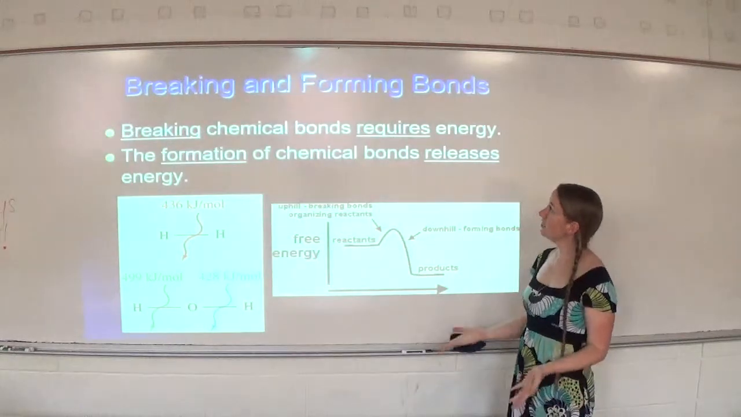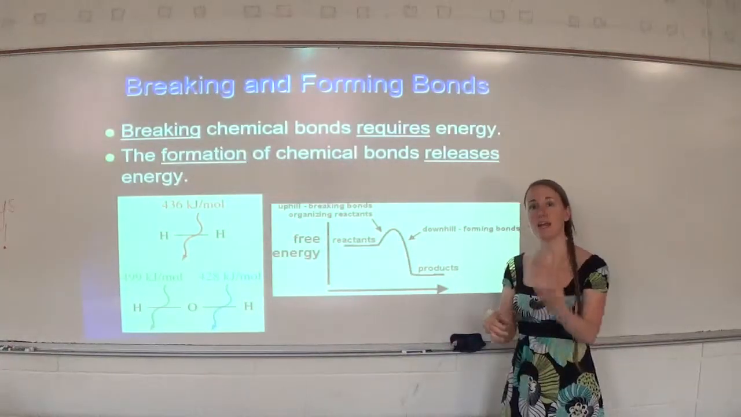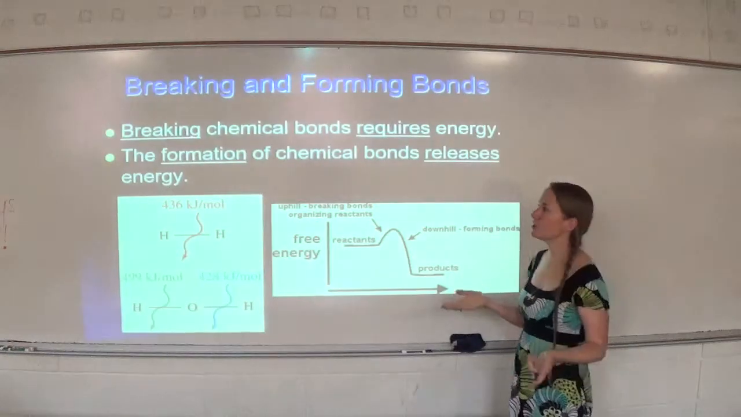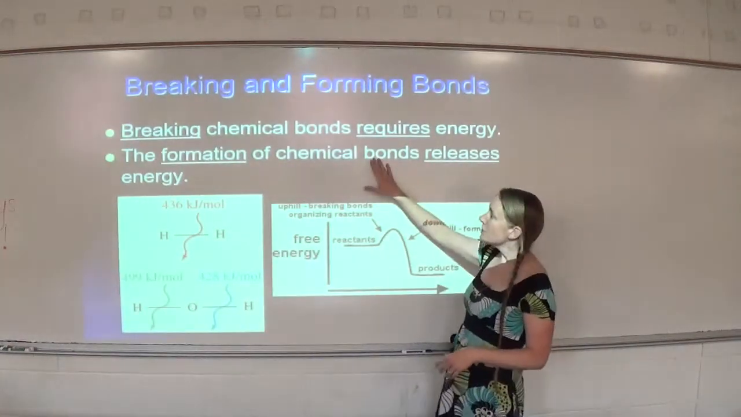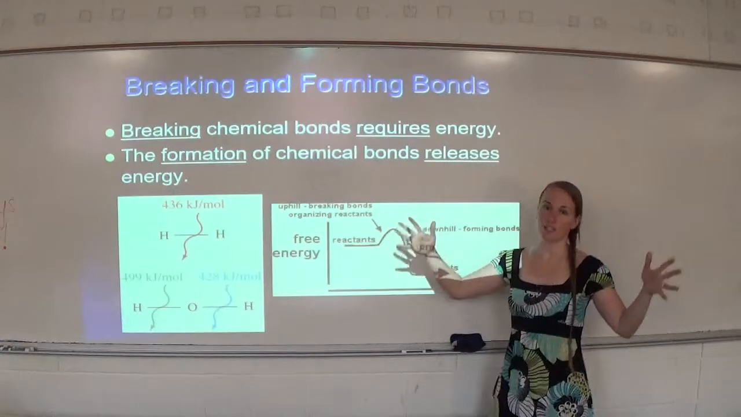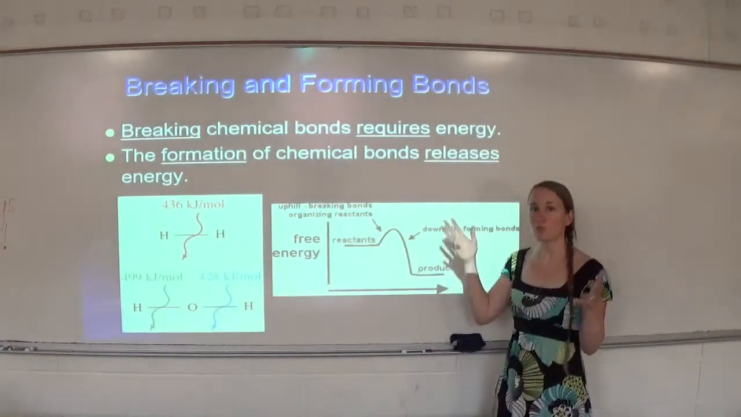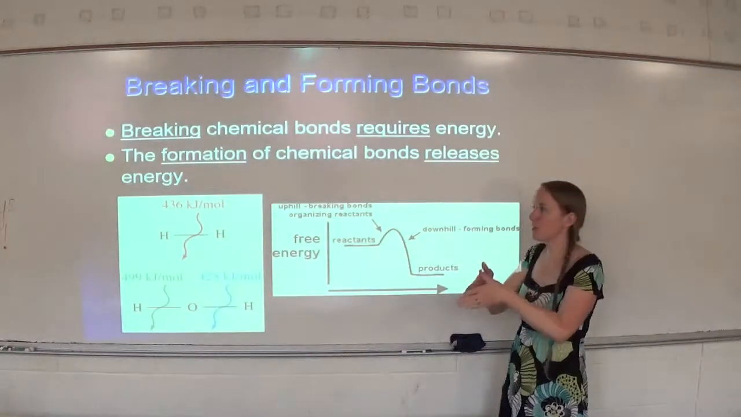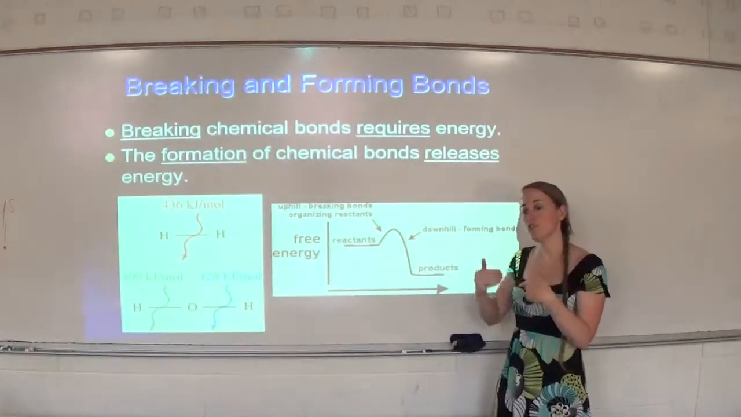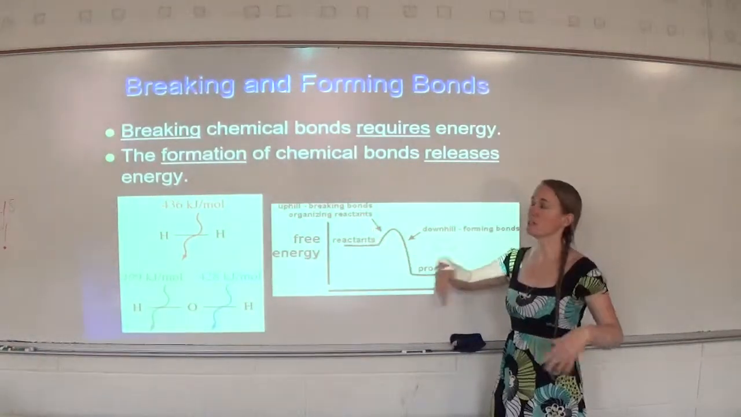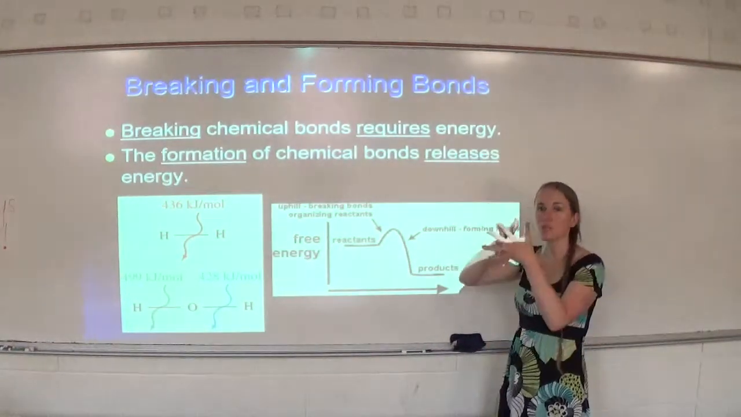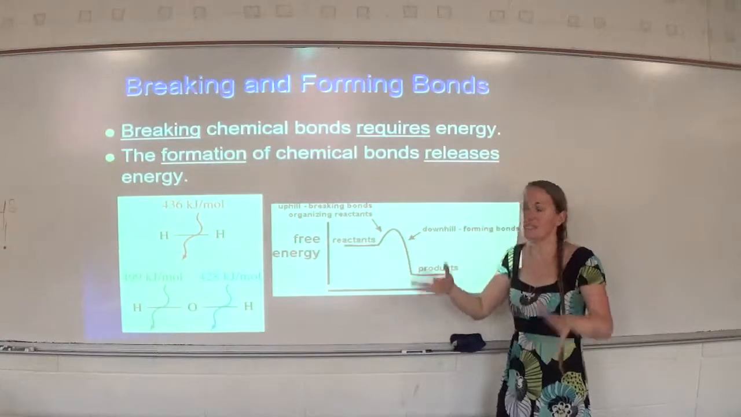So breaking chemical bonds requires energy. Think about if I handed you a pencil and said, I want you to break the pencil. You have to use a little bit of energy to actually break it. Whereas the formation of chemical bonds releases energy. So to break a bond requires energy. We have to put energy towards it to make the bond break. And the formation of a new bond releases energy, because the new bonds want to form, and so that releases energy.